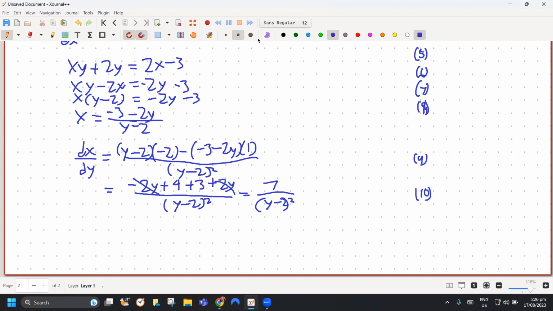Bakit? Ano yung problema? dx dy. So y is equal to... sorry. Talagang mahaba lang talaga. 2x minus 3 over x plus 2.